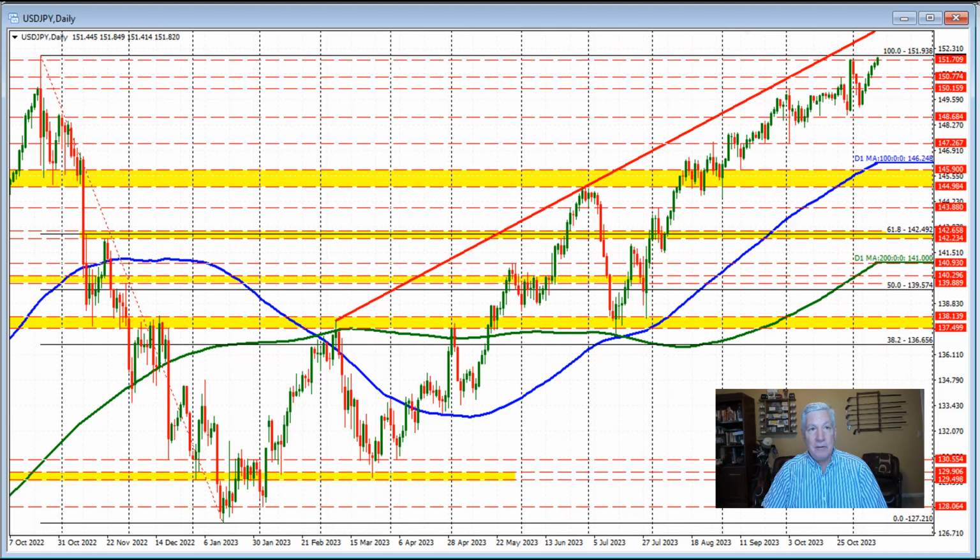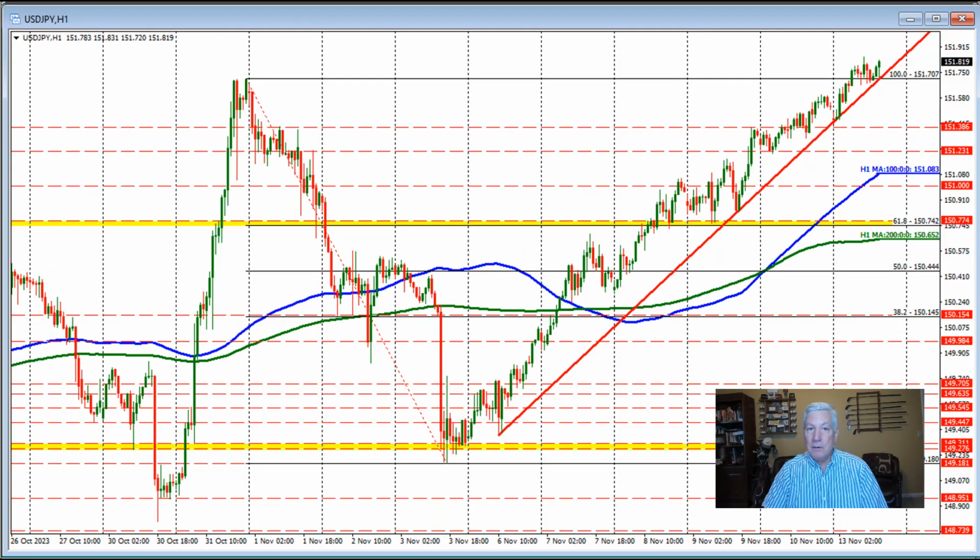If we break above that level, that's going to be more bullish for the dollar versus yen, so be aware and prepared. So as long as the price can remain above things like the 100-hour moving average and these other levels, this trend line, so on and so forth, upside is still favored for the dollar versus yen.